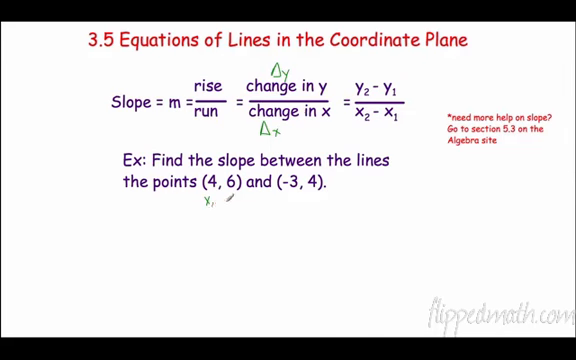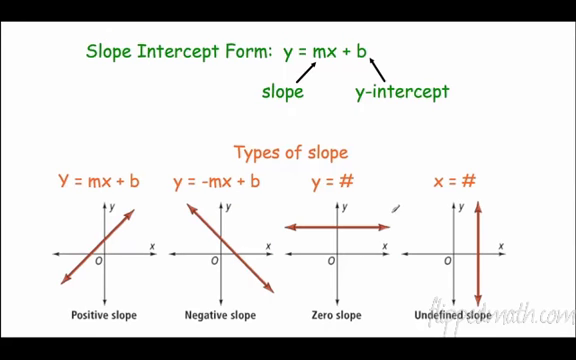So this is x1, y1, x2, y2. So 4 minus 6 over negative 3 minus 4. 4 minus 6 is negative 2. Negative 3 minus 4 is negative 7. So our slope there would be 2 over 7. And that is our slope. Easy peasy lemon squeezy. All right, moving on.